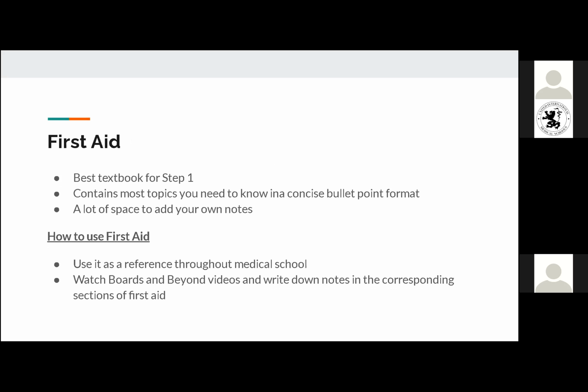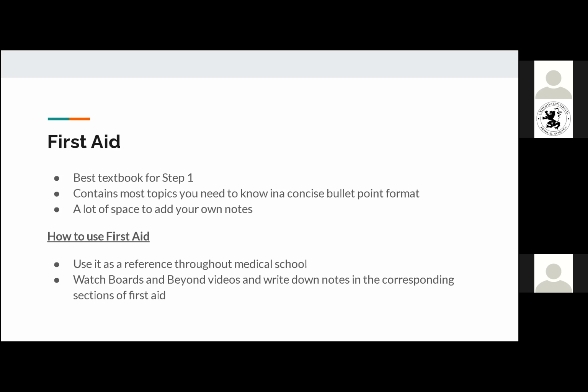Okay, so the second resource is First Aid. As I said, this is the best textbook for Step 1. It contains most topics that you need to know, and it's in a concise bullet point format, so there isn't a lot of text. There's just bullet points about the really important high yield information. And it also gives you a lot of space to add your own notes into the book.